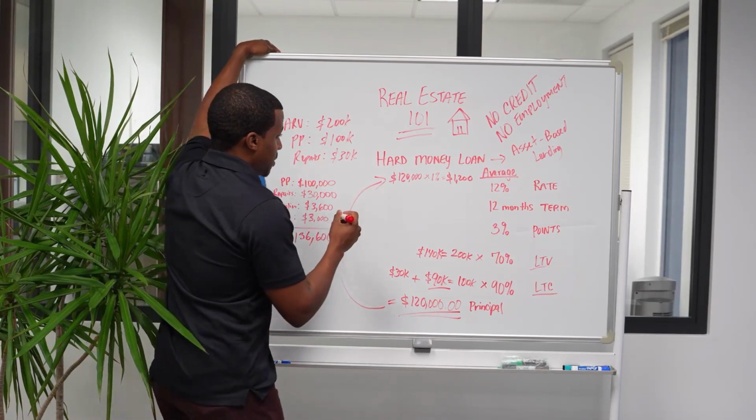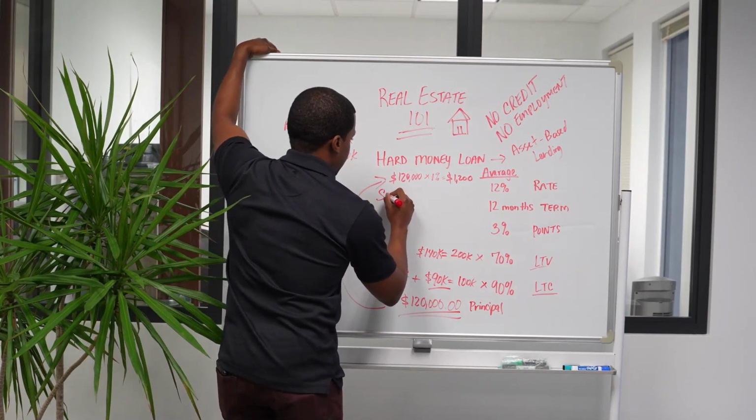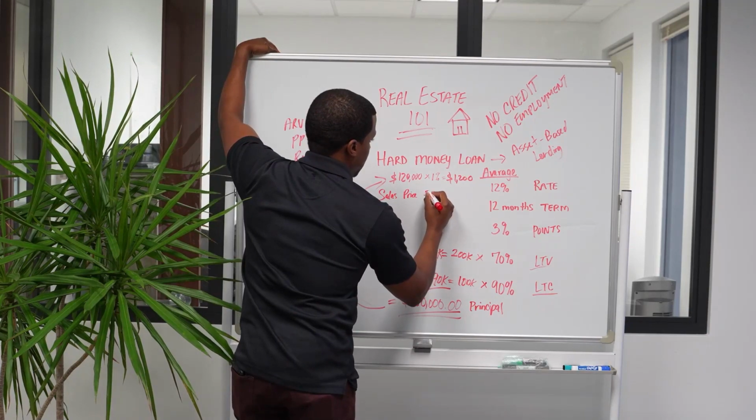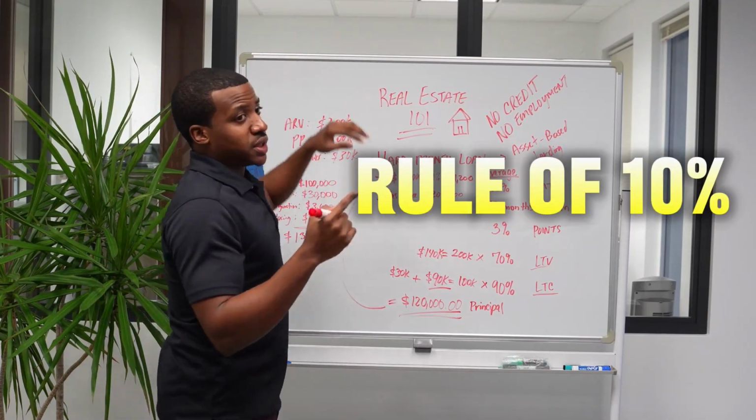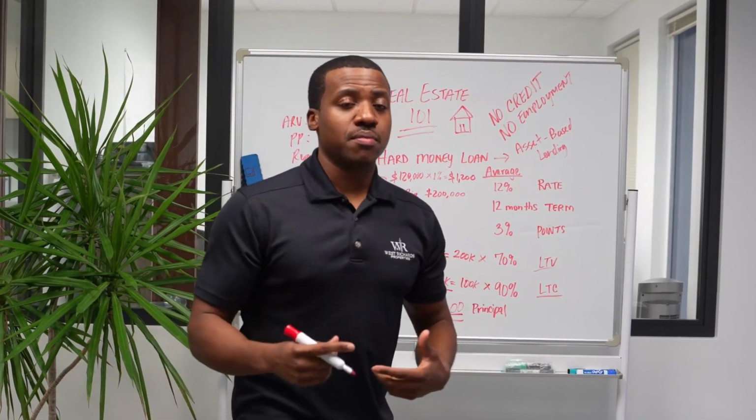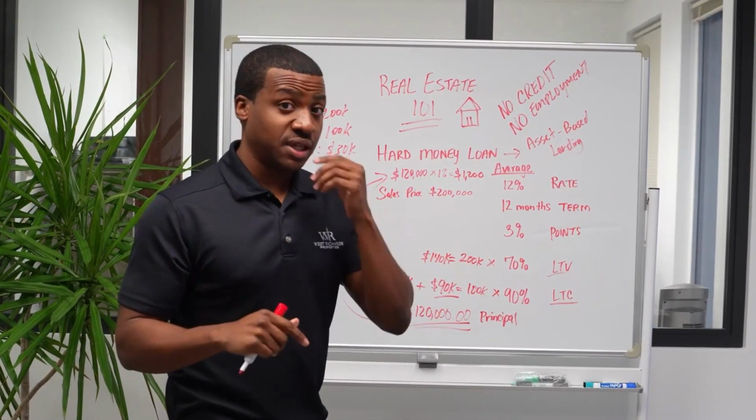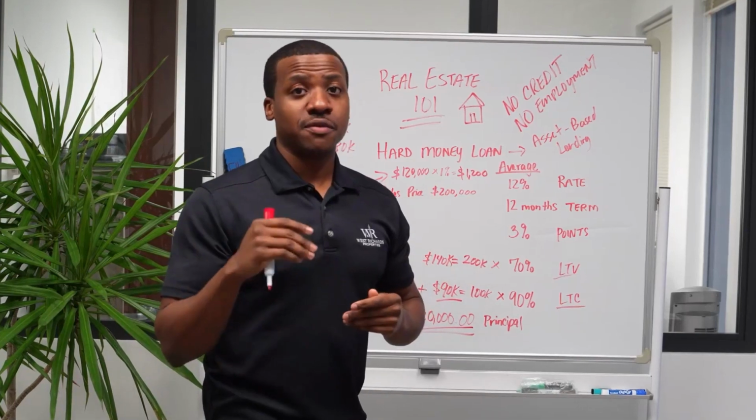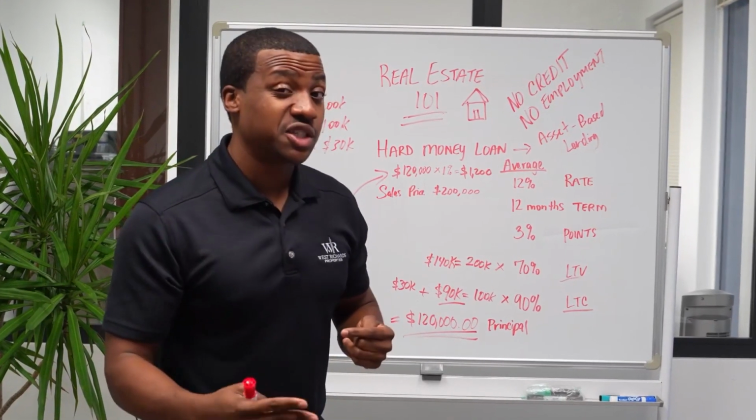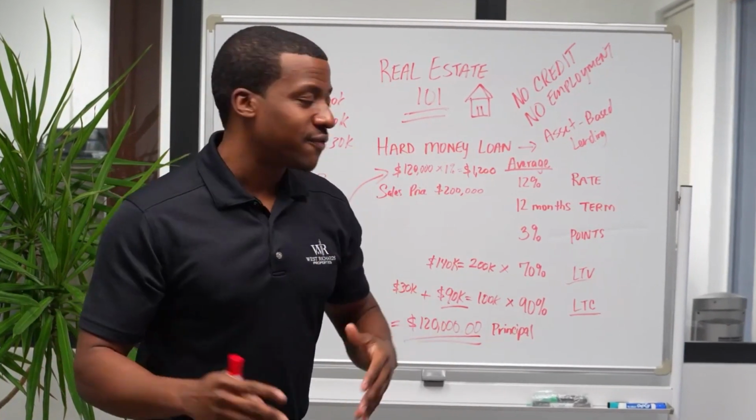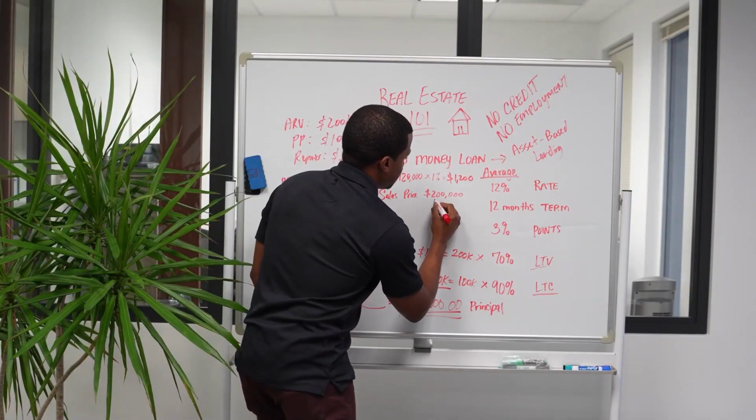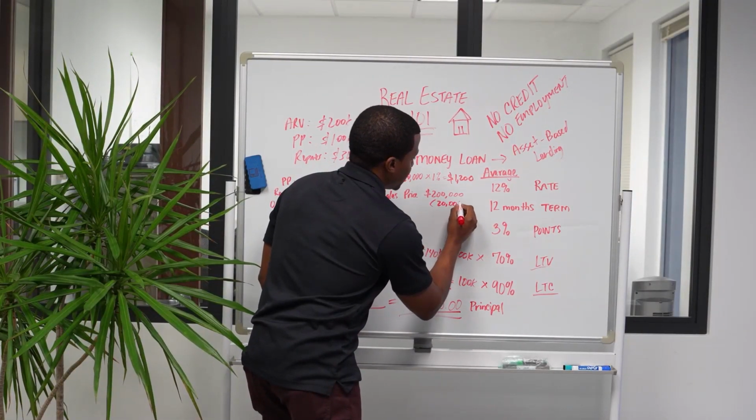Now, when we go to sell this property, sales price is $200,000. Now, we call this the rule of 10%. So whenever you're selling a property on the market with an agent, you're gonna pay 6% for realtor commissions, about 2 to 3% for closing costs, and another 2 to 3% for margin, renegotiation after inspection, and so on, right? It's gonna be roughly about 10%. So you're gonna have about 10% in fees, which is gonna be roughly $20,000.